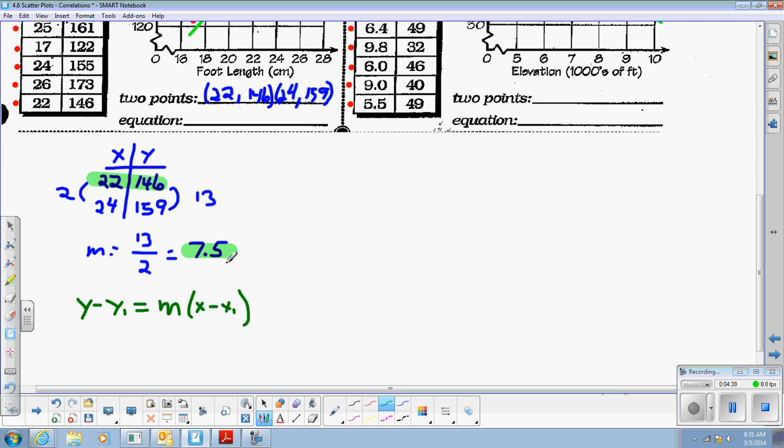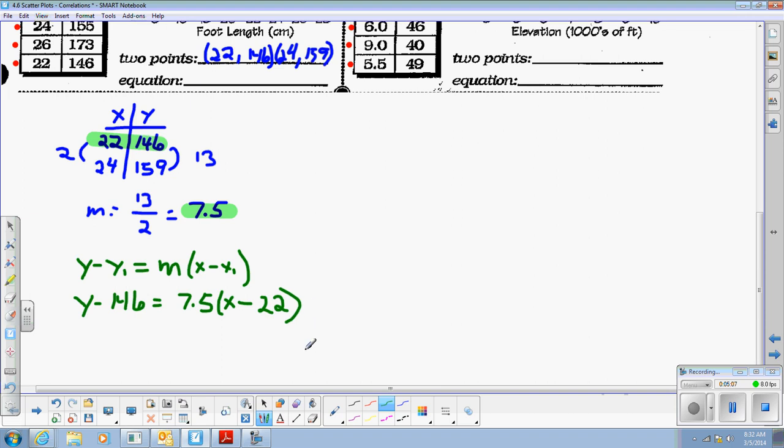All right, filling into the formula. So I have y minus y1. That means the y number is 146. So I write y minus 146 equals my slope. I highlighted as 7.5. Parenthesis x minus, and I'm going to take my x-coordinate of 22 and put it there. Now I have a point-slope form.